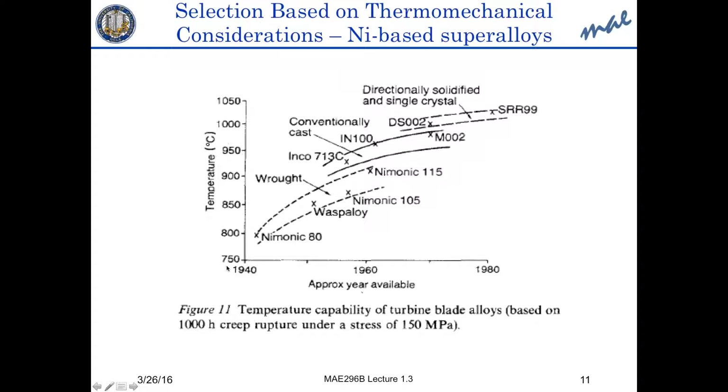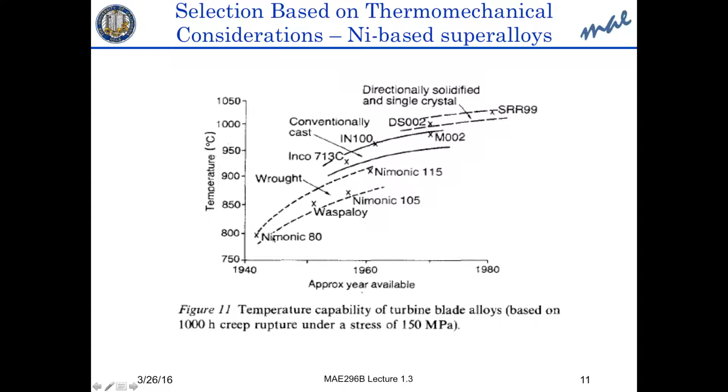So this shows you the 1,000 hour creep rupture under a stress of 150 megapascal. And then you rank all of these materials for these conditions, 150 MPa and 1,000 hours, and then you see what is the maximum temperature at which the material would last.